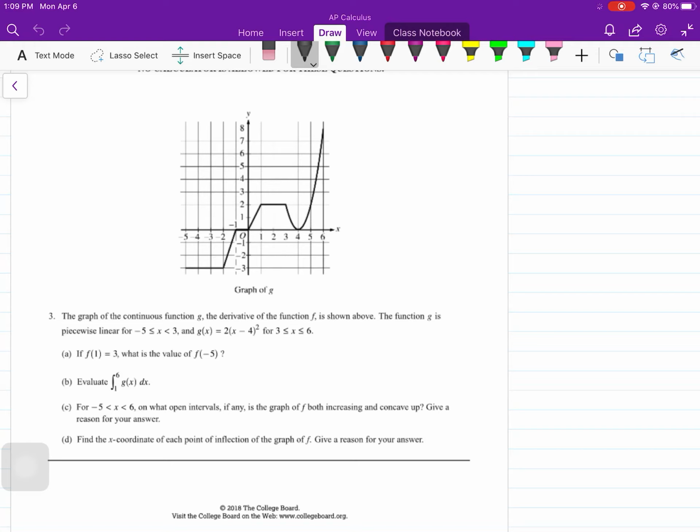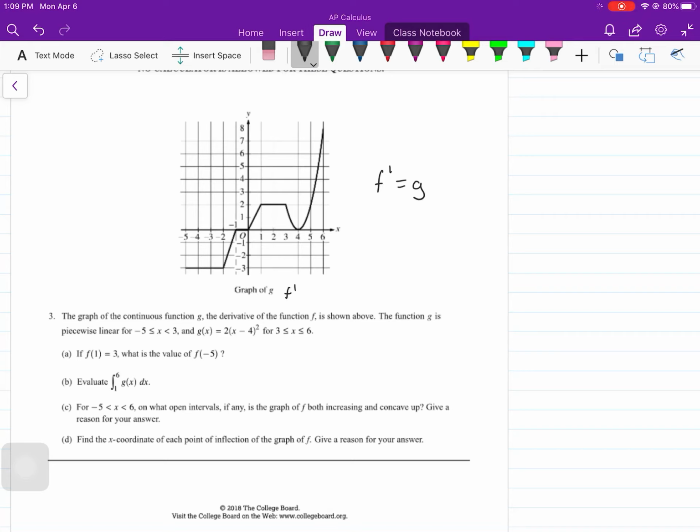We have the graph of the continuous function g, which is the derivative of the function f, shown above. So in other words, f prime is g. They're giving us basically the graph of f prime. That's another way to think about it.